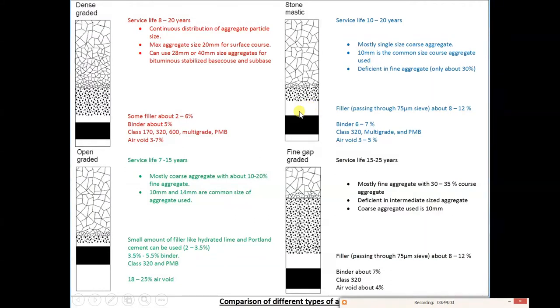Because you have bitumen and a lot of filler, about 8 to 12%, and a lot of fine aggregates. The same goes for the fine gap graded aggregate. The friction is not that much, because there are not many big size coarse aggregates. You have a lot of fine aggregates, so there will be a lot of bitumen mastic or bitumen paste. This one is mostly based on the strength of the bitumen, so most of the strength is based on the viscosity of the binder.